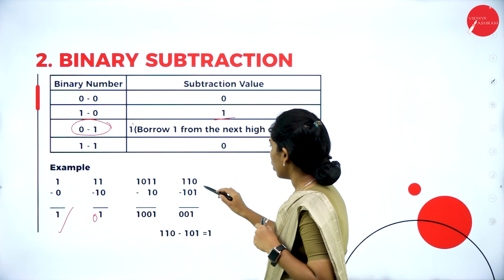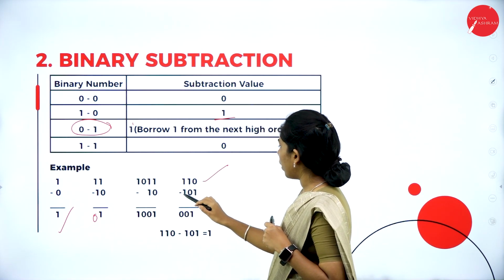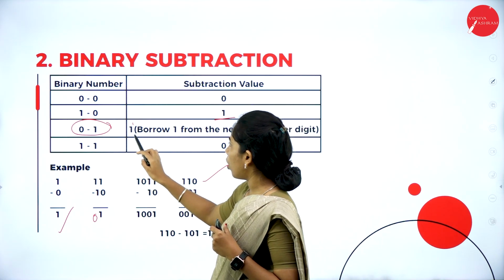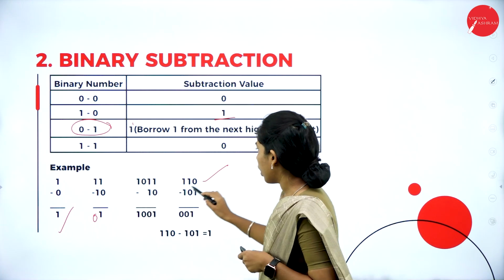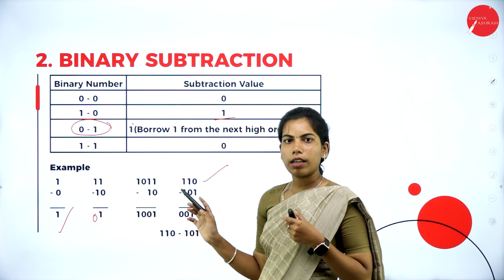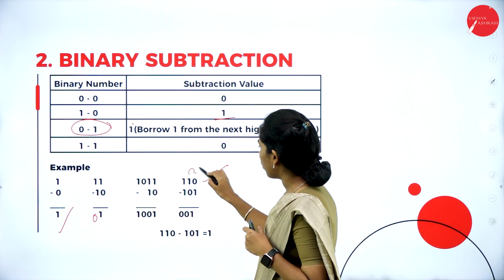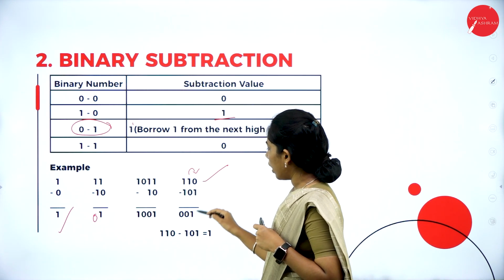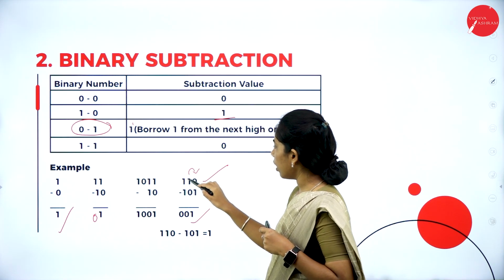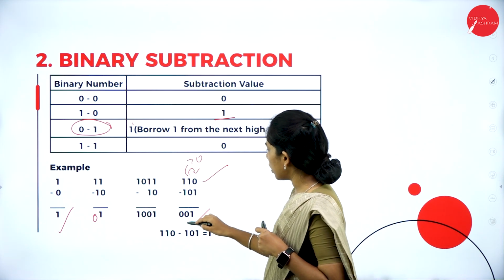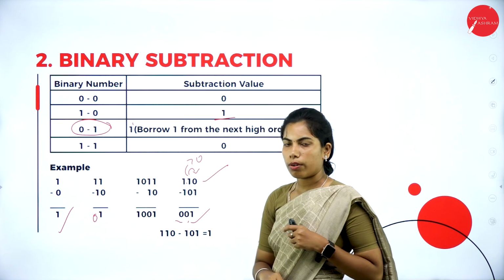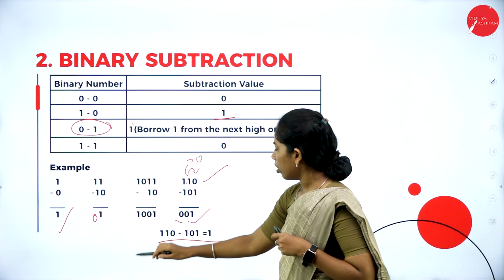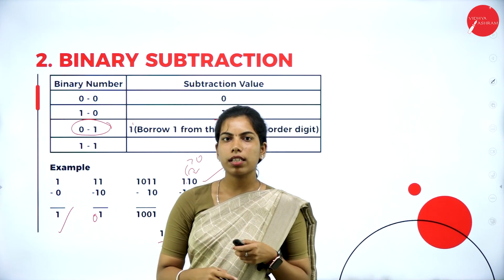So here you can see 110 minus 101, 0 minus 1. I already told you, you have to take a borrow with the result 1, right? Because in the 0 we can't subtract the 1. So that's why we take a borrow from the higher bit, that is 1. When I take 1 as a borrow, here there is nothing, so 0 minus 0 is 0, 1 minus 1 is 0. And lastly 110 minus 101. So this is the result you got for the subtraction.